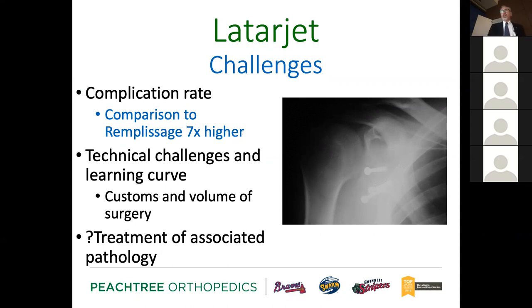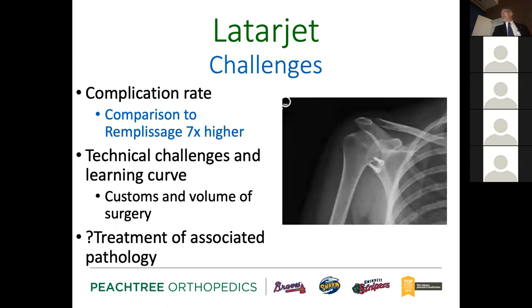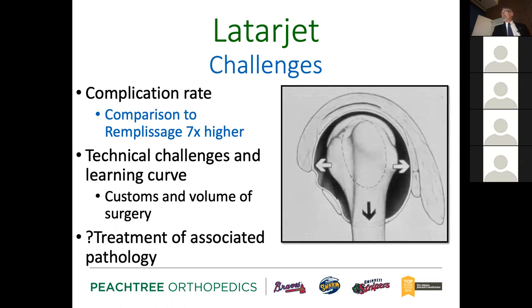for a multi-directional problem. I was trained by Neer and Bigliani, and it was all about balance, getting a balanced reconstruction in the patient. So I get real concerned about saying, okay, I'm going to address the glenoid bone loss, and I'm not going to do anything else about all the other factors involved in those cases. So again, with a Latarjet, just like in others, you have to be conscious of what you're treating and make sure that you're addressing all the pathology appropriately. And it is a good operation in the right circumstances.